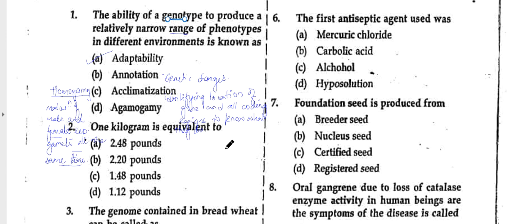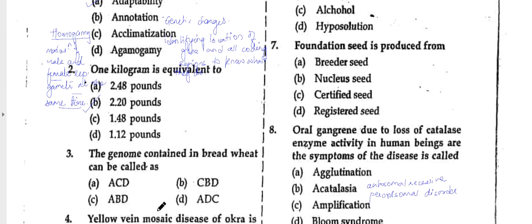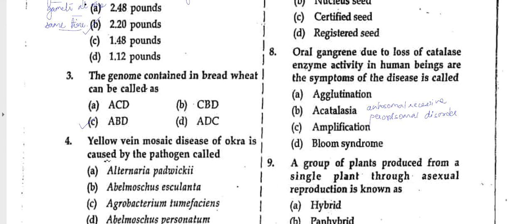Next question: 1 kilogram is equivalent to. We all know this, 1 kilogram is equivalent to 2.20 pounds. The third question: the genome contained in bread wheat is called as. The genome contained in bread wheat is of A, B, D type. If you remember, AA crosses with BB and then AABB crosses with DD. So the genome contained in bread wheat is ABD.